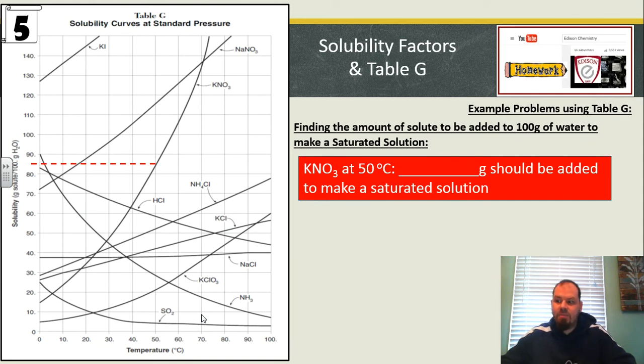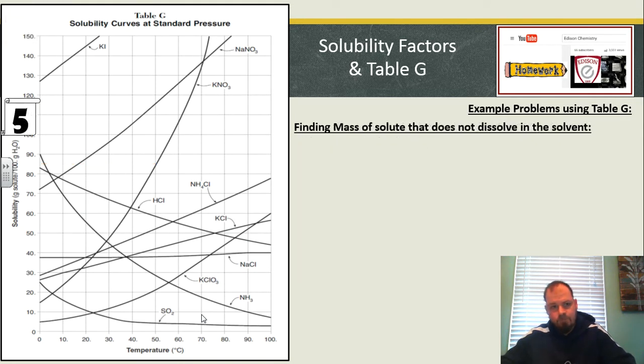Okay, and then when you have the math, it'll be plus or minus 2, because you could be wrong on one set, both numbers. All right, so find the mass that does not dissolve in solvent. Now here's where we got to do some math.